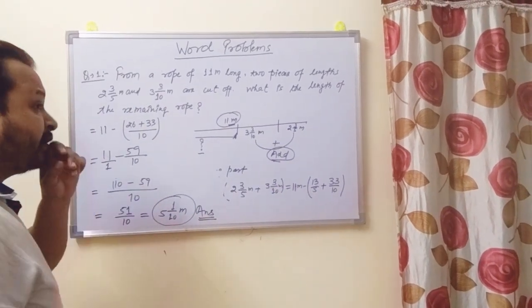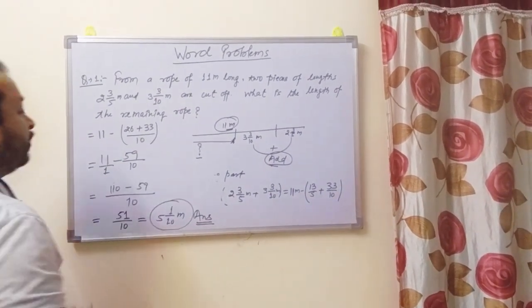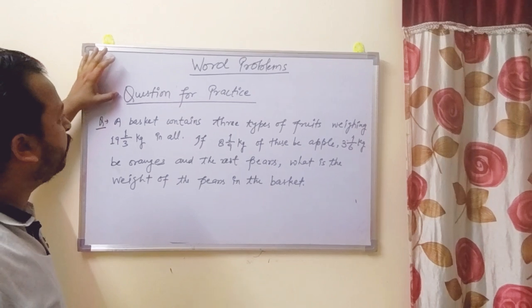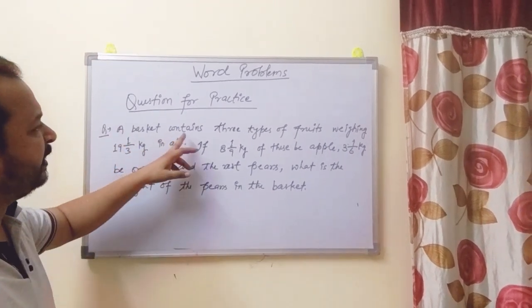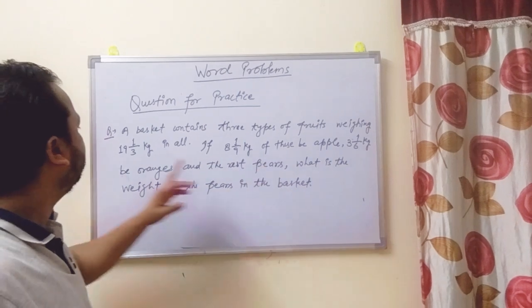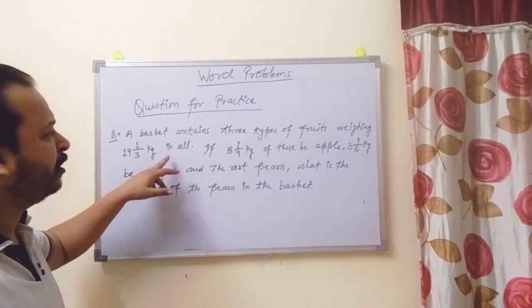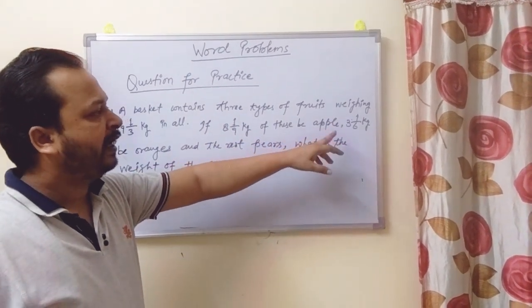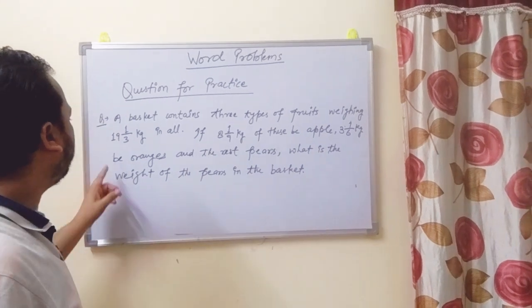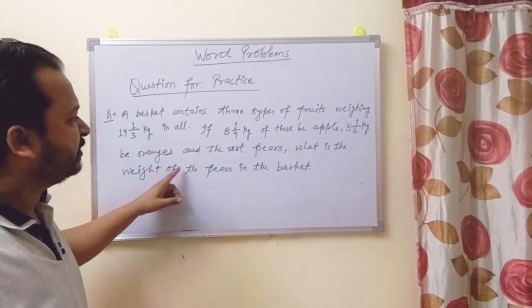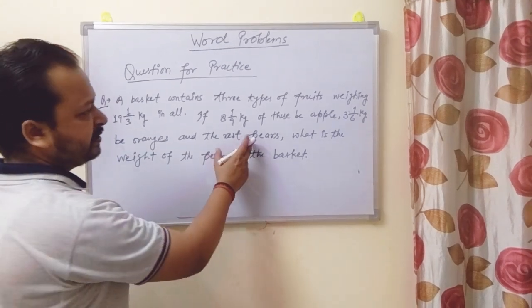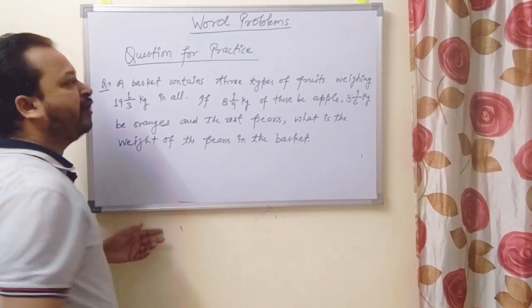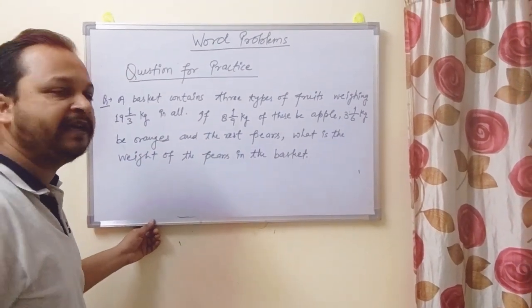right? So I am going to give you one question which you have to solve. So question for practice is, a basket contains 3 types of fruits weighing 19 whole 1 by 3 kg in all. If 8 whole 1 by 9 kg of these be apple and 3 whole 1 by 6 kg be oranges and the rest part is pears. So what is the weight of the pears in the basket, right? You have to practice this, means you have to solve it and send me the solution.